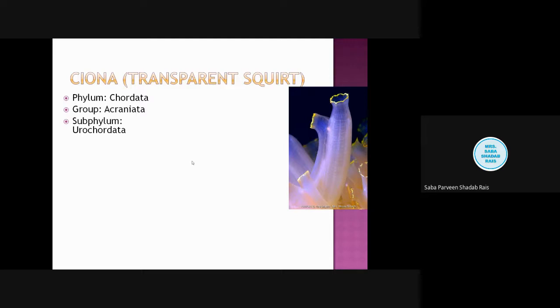Notochord will be present only in the tail region, and they are exclusively marine animals. Class Ascidiacea: it means they have a test with scattered muscles. Note down this thing: test with scattered muscles and many pharyngeal gill slits. I repeat, the reason for this class is test with scattered muscles and many pharyngeal gill slits are present. Now their genus is Ciona.